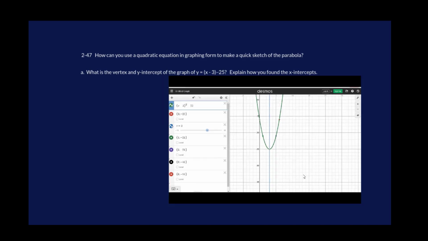Now that we have finished graphing it, we're going to write down our y-intercept. Our y-intercept is 0, 16. I think, no, yep, 0, negative 16. I'm sorry, I wasn't looking at it quite correctly. We also know our vertex is 3, negative 25.